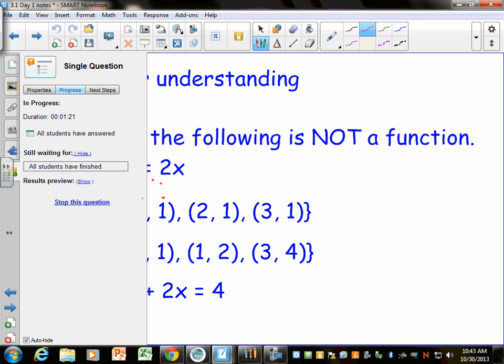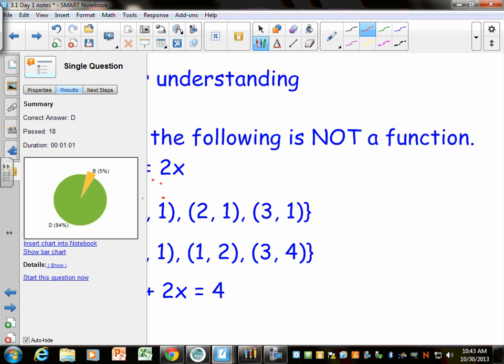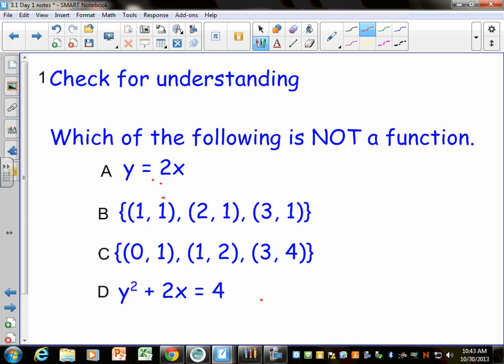All right, let's see. Stop this question. All x's have to be different, right? So all the y's are the same, b, but the x's are all different. So that's a function, that's a line, that's a function. All the x's are different, that's a function. That y squared, remember, if you see y squared, that means it's not a function. So pretty good, right? Let's try another one.